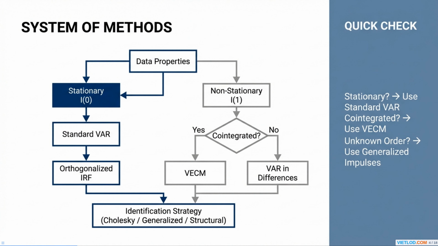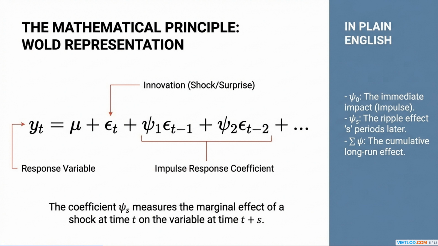The quick check on the right summarizes these points. If your data is stationary, use a standard VAR. If it's non-stationary but cointegrated, use a VECM. And if you have an unknown order for identification, consider using generalized impulses as an alternative to Cholesky.